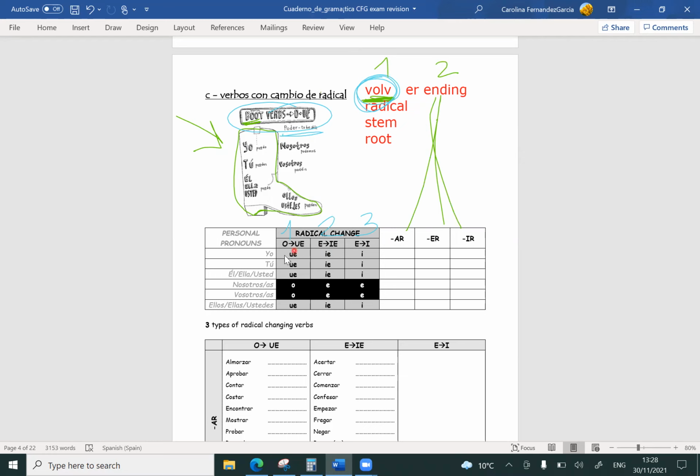Okay, so here we have the changes: O to UE, or if it's E, it changes to IE, or E to I. Here we have nosotros and vosotros, which don't change, and then they, O to UE, E to IE, E to I. These are the changes. My advice is that you always think about the boot and the shoe, and that would help you to remember. So you're probably thinking, how do I know which verbs change and which ones don't?